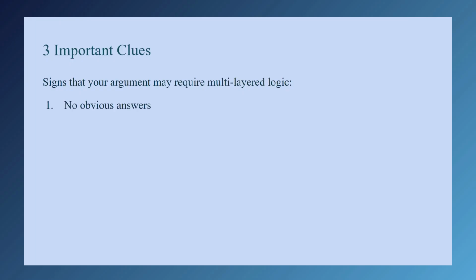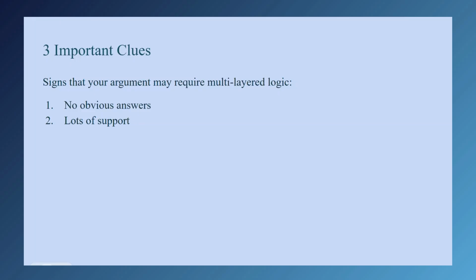No obvious answers. At first glance, none of the answers seem like a solution to obvious assumption gaps. The assumption gaps aren't super obvious. This is going to be your best sign that the question is on the more difficult side, because if you look through the answers and you don't pick out any immediately, it's going to take a little bit more work than an average question. Sign 2, lots of support, a lot of supporting evidence.